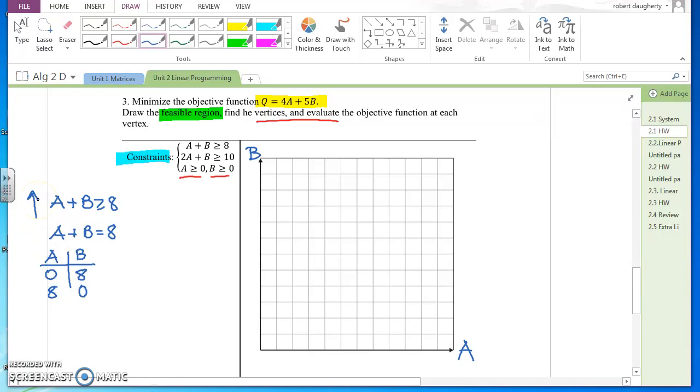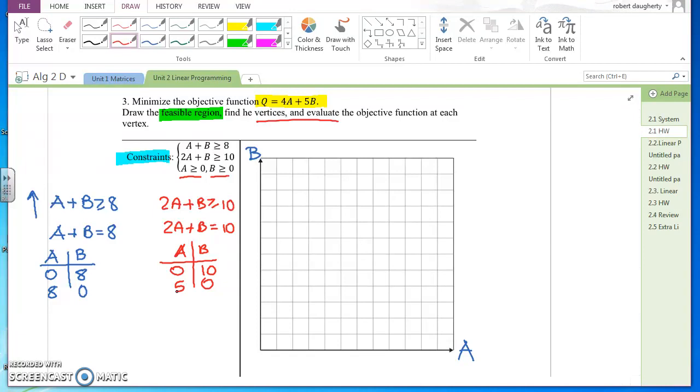Before I label my axis, let me back up. Let's look at the next line. You've got 2A plus B is greater than or equal to 10. So I need to graph 2A plus B equals 10. I would need to pick points for A and B. If A is 0, B is 10. If B is 0, A is 5. So my A-axis needs to scale up to the number 8. My B-axis needs to go to 10. So I think I should be okay.